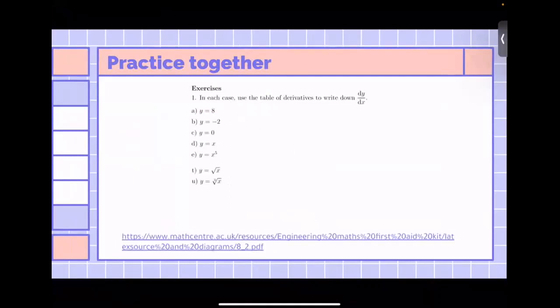So today we're going to practice together. I got this source from Math Center. So we're just going to go over maybe all of these problems, actually. It's pretty easy. Okay. So in each case, use the table of derivatives to write down dy over dx. So let's start with the first two, which is super easy.